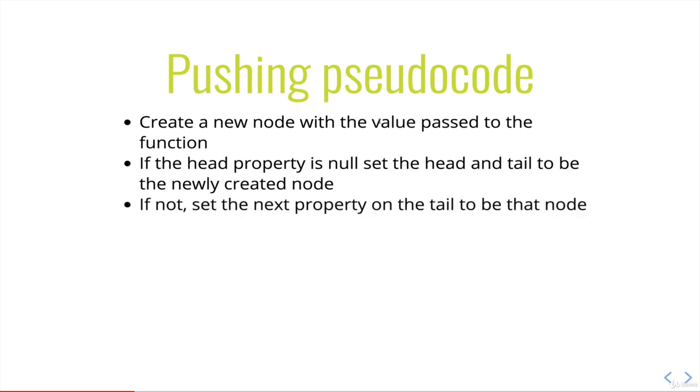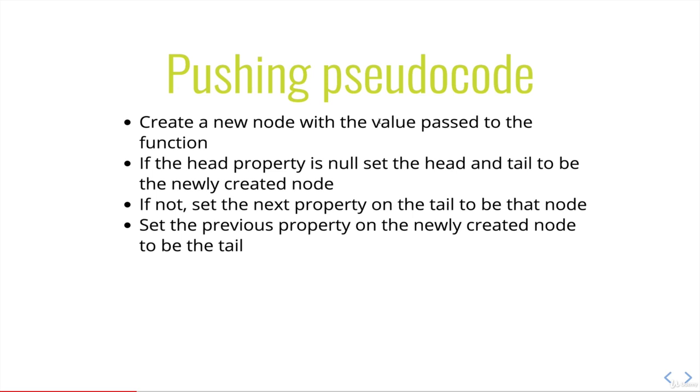Otherwise, if there is something in there already, we take the current tail and we set the next property on it to be the new node that we just made. But then we also need to take the previous property of the new node and set it to be the old tail. So we need to point the arrow backwards. If this is making the forward arrow, the .next, we need to do the .previous from the new node back to the old tail.